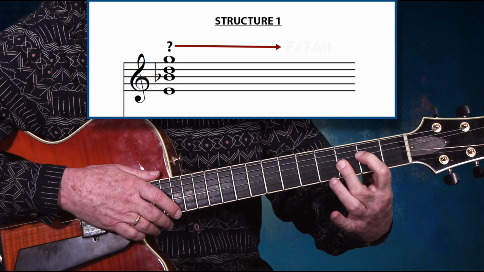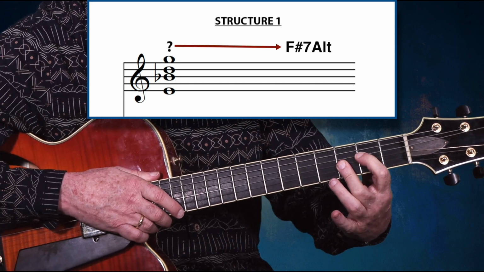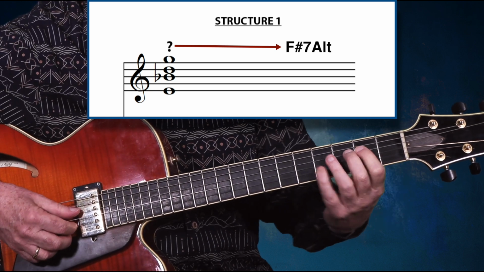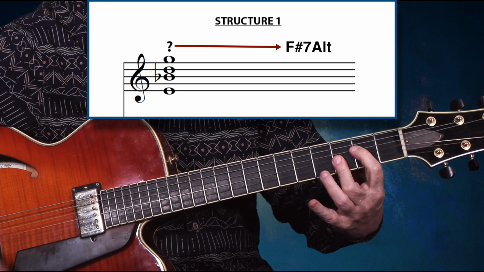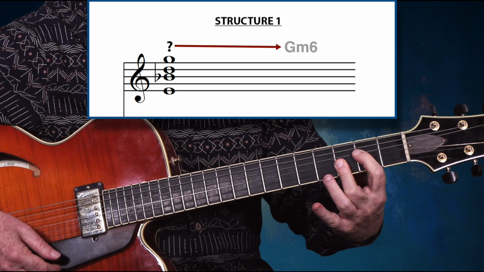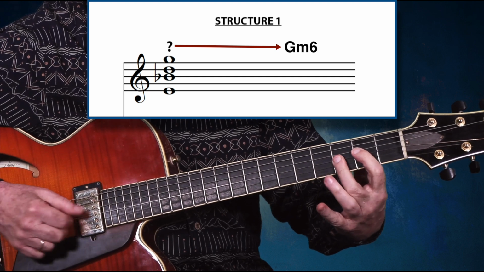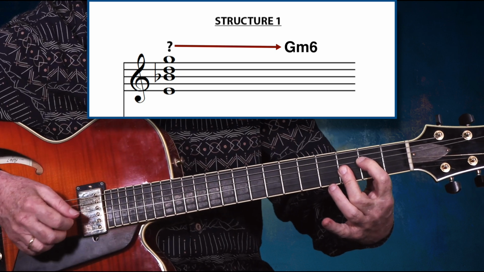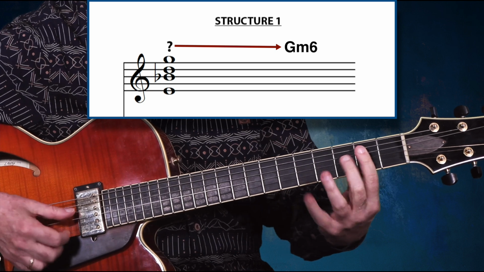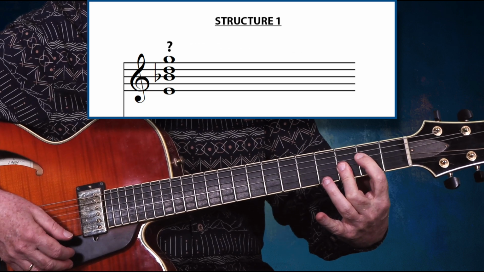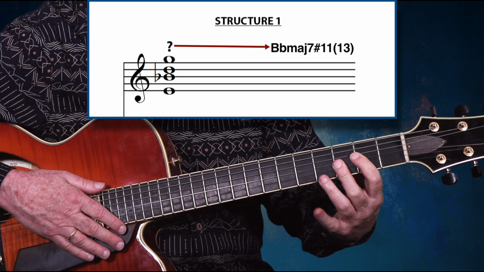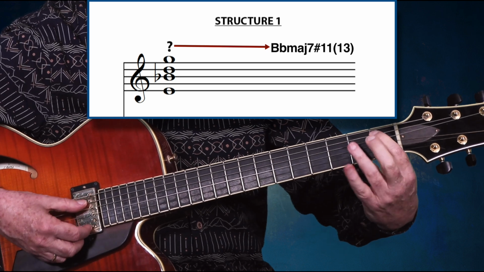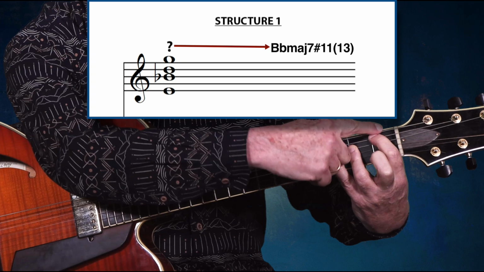It can also be a rootless F sharp 7 altered chord. It can be a G minor 6, the root being here or on the first string. And finally, it can also be a B flat major 7 sharp 11 with the 13 if we view the root here.